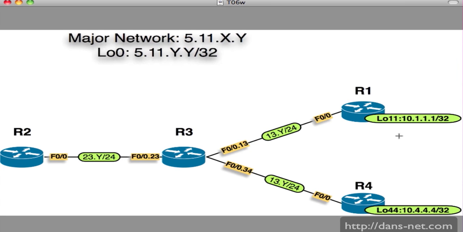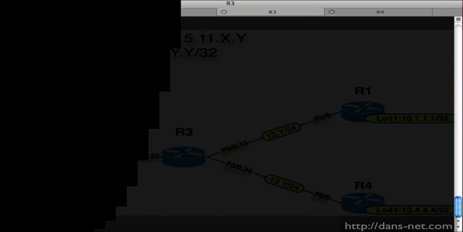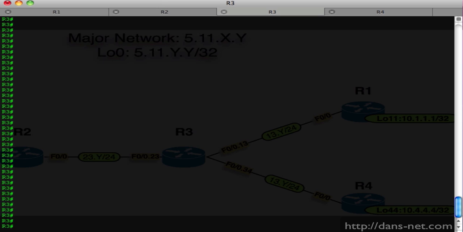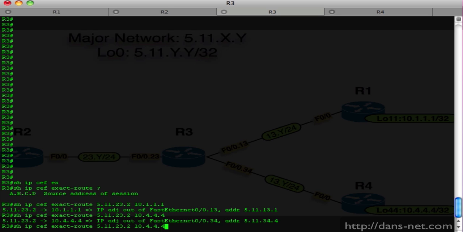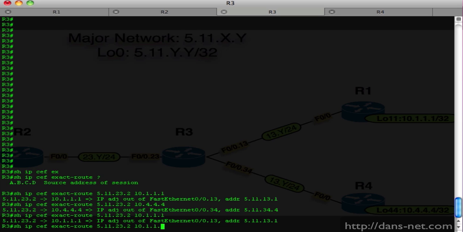Before we fix the problem, we need to explain why some of the packets from R2 do reach R1's loopback 11 and R4's loopback 44, while others do not. Let's see how R3's CEF will switch R2's packets.